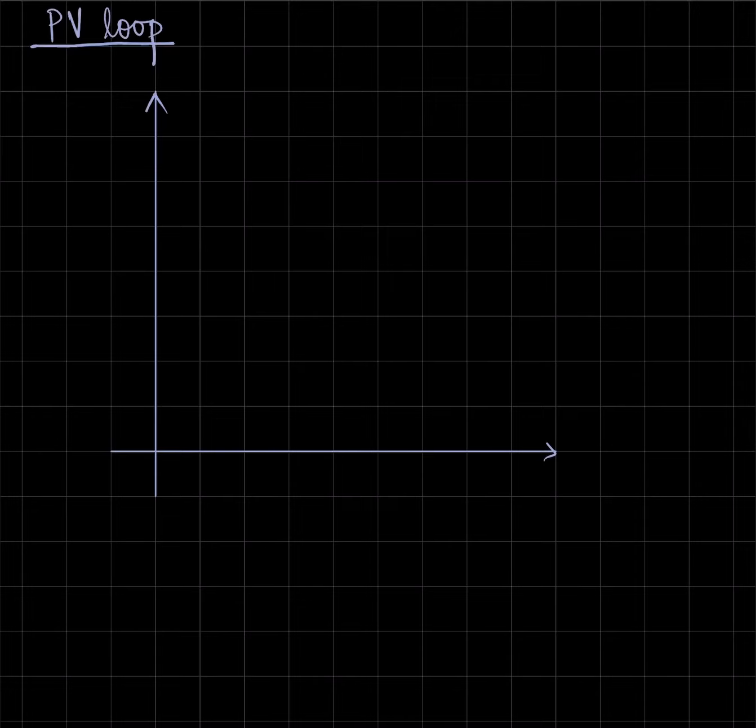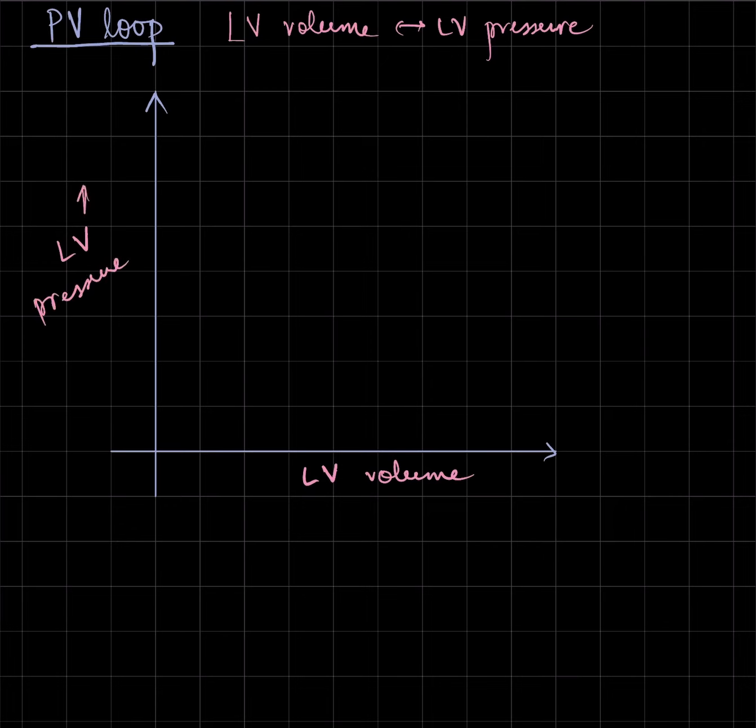Hi, in this video I'll be talking about pressure volume loops, which are a relationship between left ventricular volume and left ventricular pressure. I'm just going to label this graph real quick. On the x-axis we have left ventricular volume, and on the y-axis we have left ventricular pressure. These graphs can be especially difficult to understand, especially in med school, so I hope that by this video you may get an idea of them.